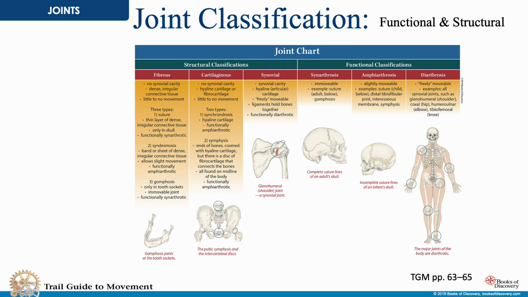Moving on to joint classification, we classify joints in two ways: how they move, which is functional, and what they are made of, which is structural. This chart is great at showing those in different ways. This is a great time to pause and look this over.